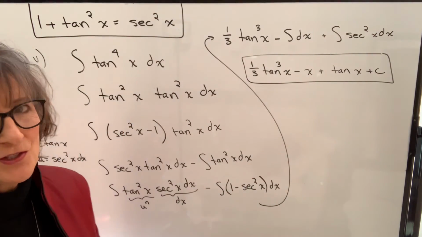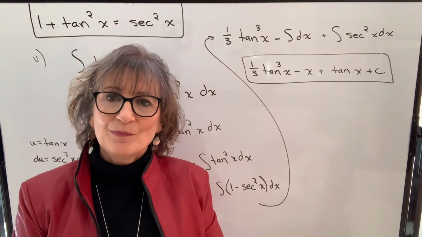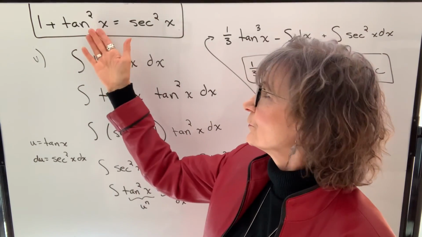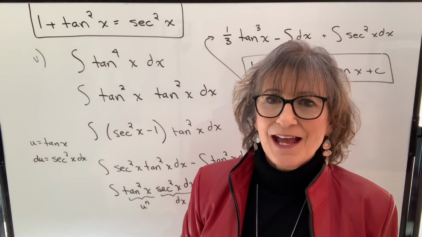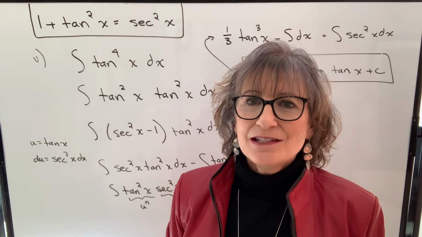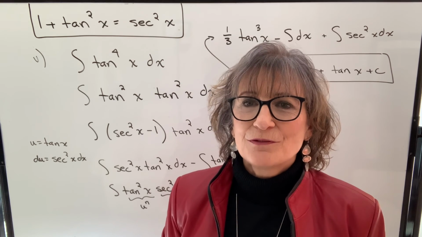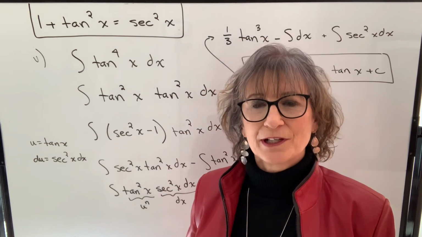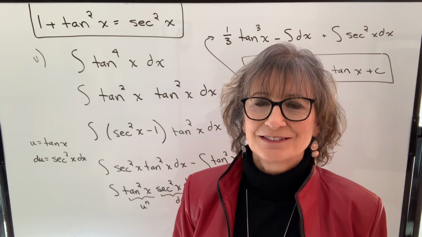So it's a combination of knowing how to split up your powers into the different factors and knowing when to use your Pythagorean identities. And knowing what to do when comes with practice. The key is remembering the derivative of the tangent function and the derivative of the secant function. That will really help you in knowing how to manipulate these factors.